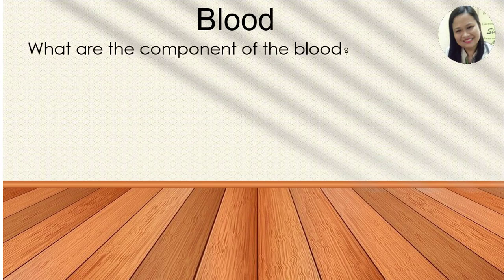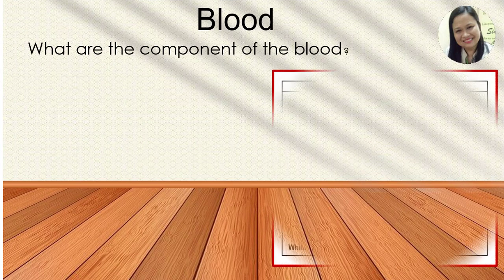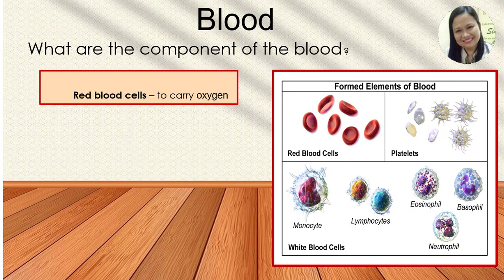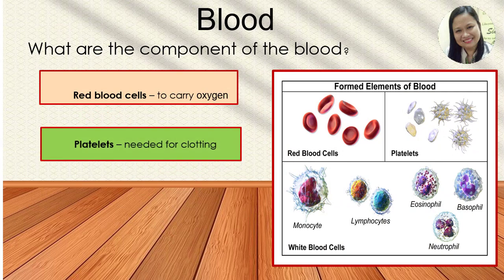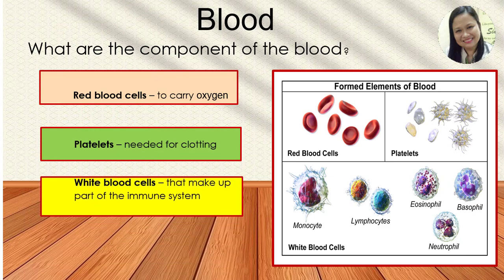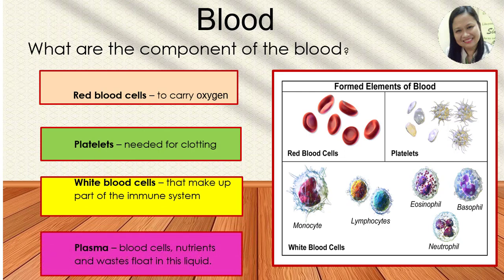Blood. What are the components of the blood? We have red blood cells, which carries oxygen, platelets needed for clotting, white blood cells that make up part of the immune system. Plasma, blood cells, nutrients, and waste floats in this liquid.